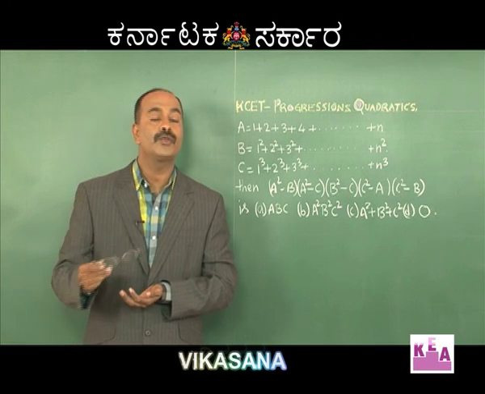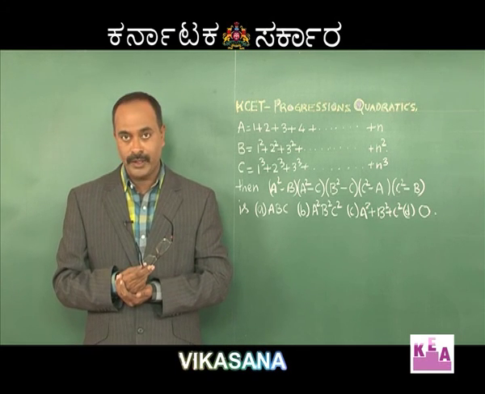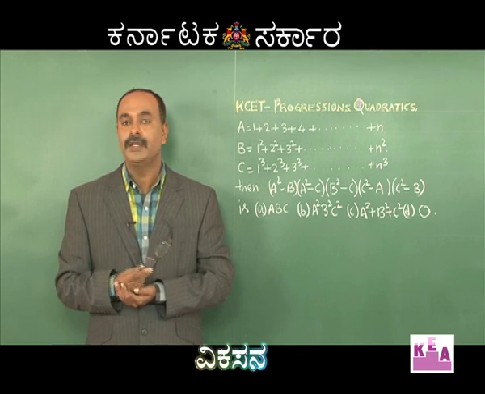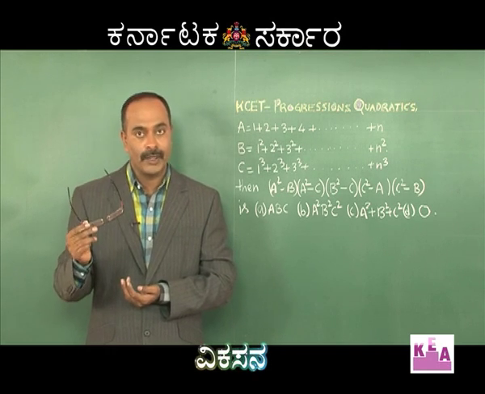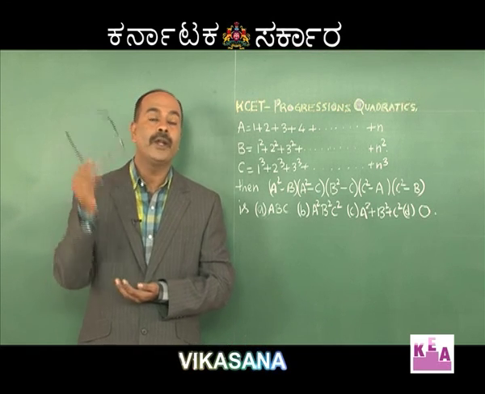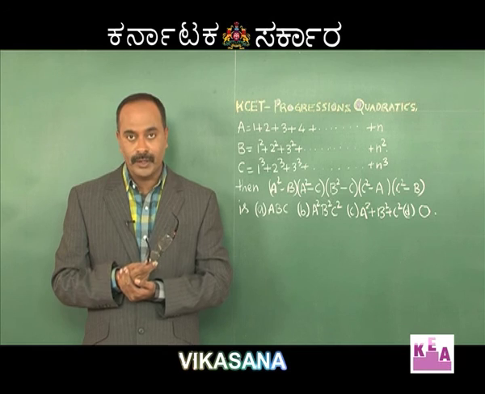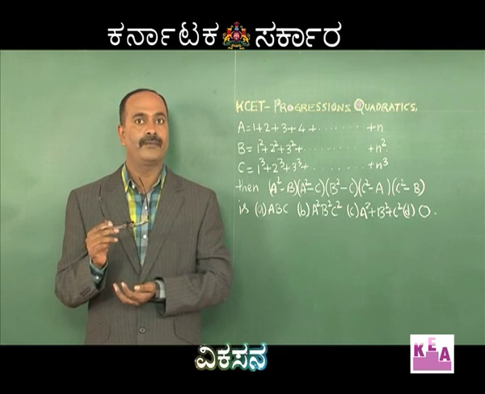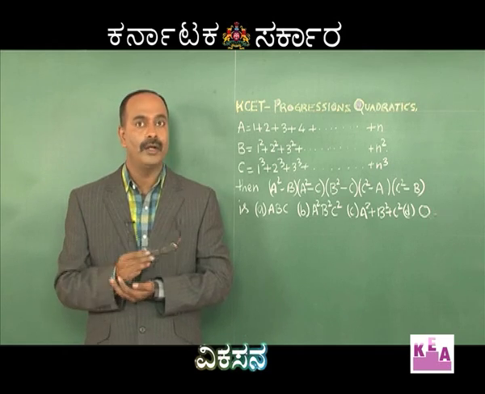And 1 square plus 2 square plus 3 square up to n square is, of course, you should have understood this in your first PUC, that is n into n plus 1 into 2n plus 1 by 6. And 1 cube plus 2 cube plus 3 cube up to n cube is given by n into n plus 1 by 2 whole square. I hope, dear students, you know all these things.